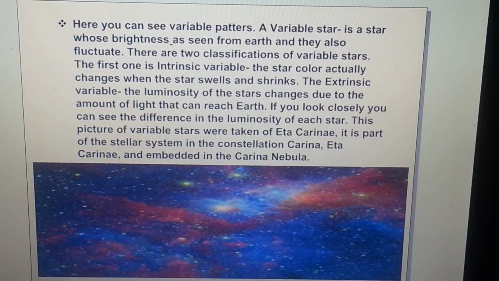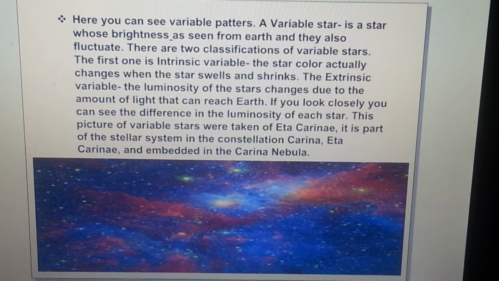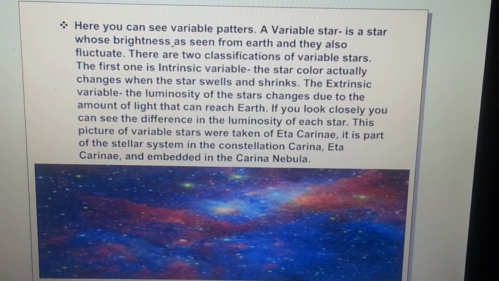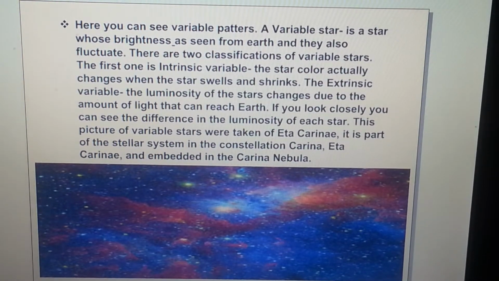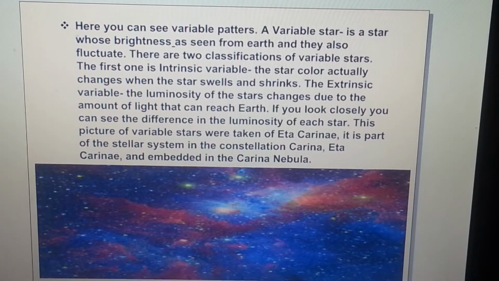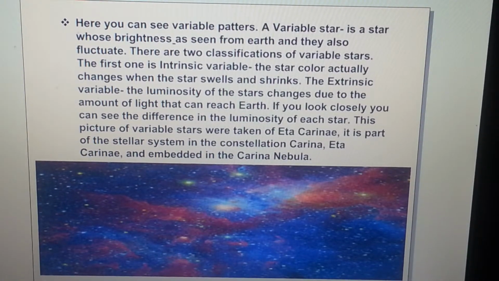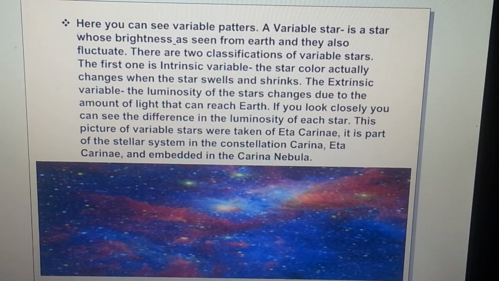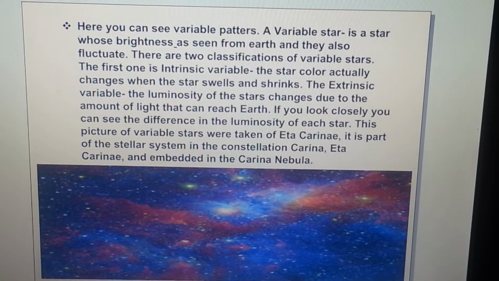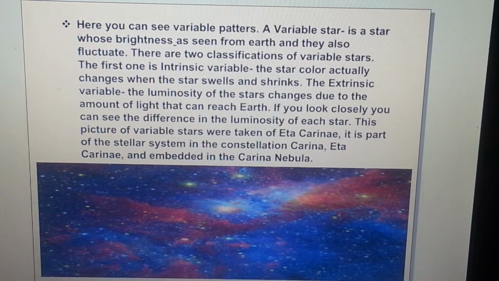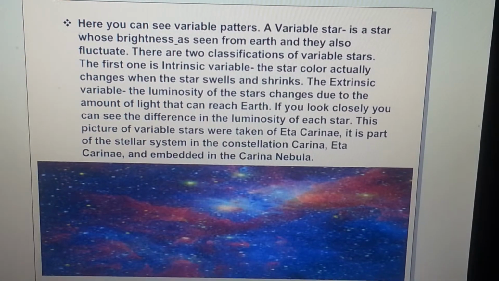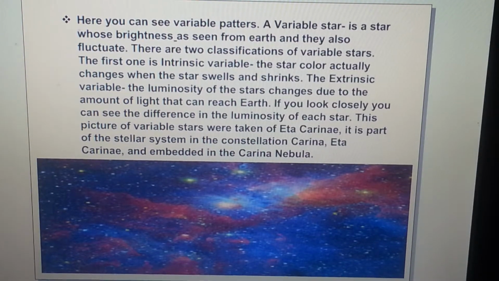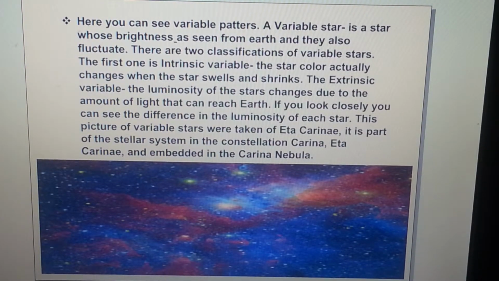Okay, here you can see variable patterns. A variable star is a star whose brightness as seen from Earth fluctuates. There are two classifications of variable stars. The first one is the intrinsic variable, and this star actually changes when the star swells and shrinks. The extrinsic variable is one whose luminosity changes due to the amount of light that can reach Earth. If you look closely, you can see the difference in the luminosity of each star. This picture is of variable stars taken in Eta Carinae, in part of the stellar system.